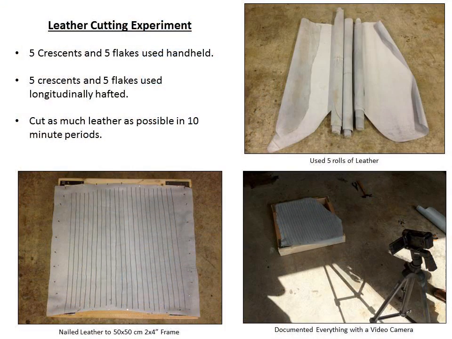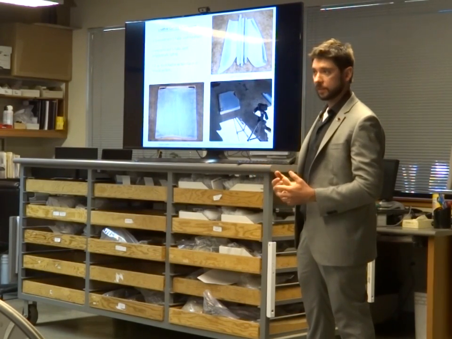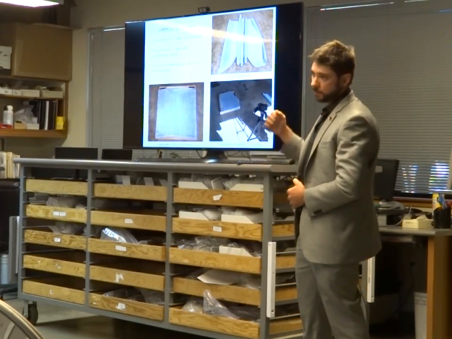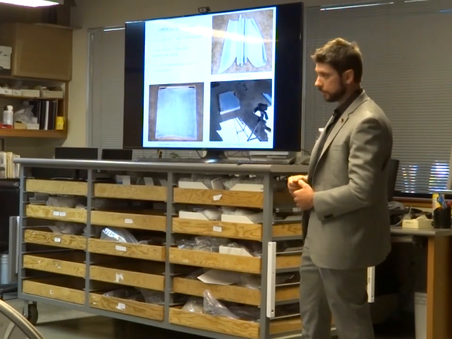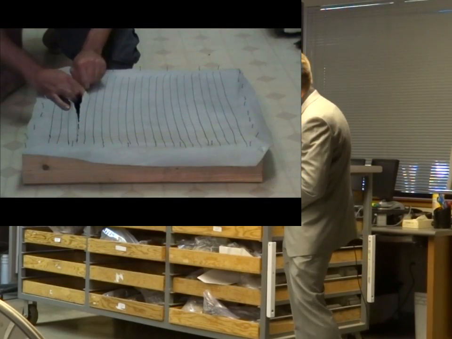For leather cutting, I got five rolls of split suede chrome tanned leather. I tacked them to a 50 by 50 centimeter frame, drew lines on them, and documented everything with a video camera. I used 5 crescents and 5 flakes handheld, 5 crescents and 5 flakes hafted, and cut as much leather as I possibly could in 10-minute periods. Here's an example of that. This is a handheld crescent.